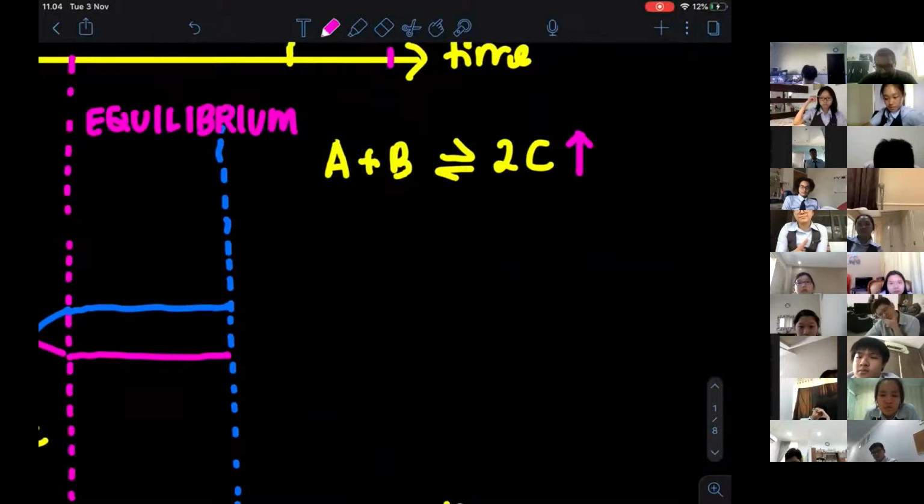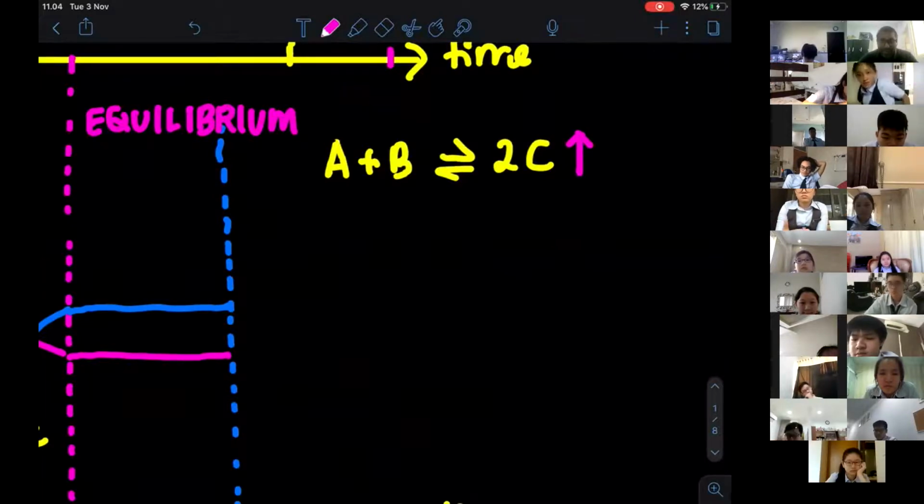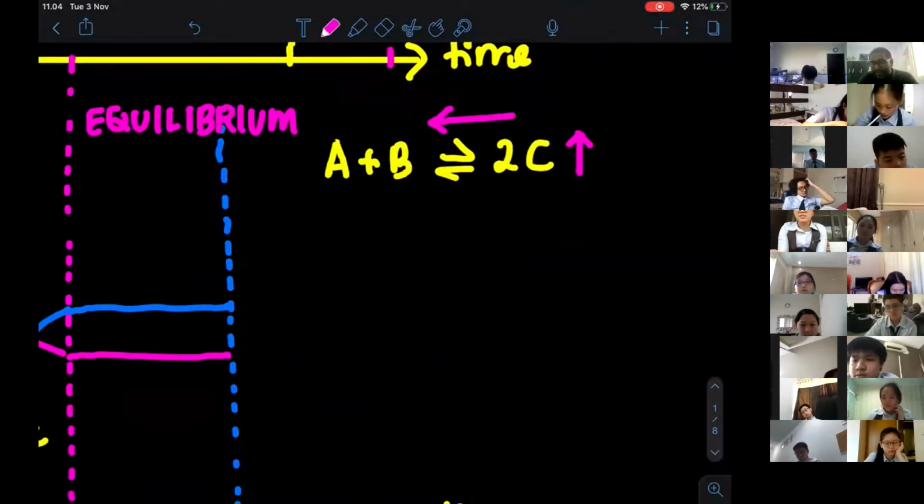So Annabelle, what will happen when you increase the C according to Le Chatelier's principle? The A and B decrease. No? When you have an increase in C, you need to eliminate the change. It means you need to remove the C. How do you remove the C? By making C react to give you A and B. That is the only way to decrease the C. The position of the equilibrium will move to the left.